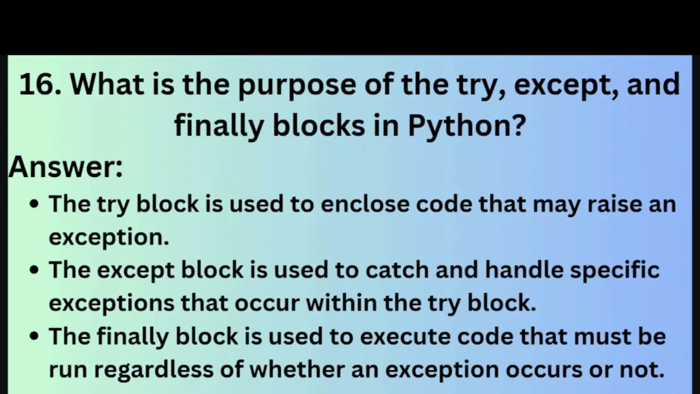What is the purpose of try, except, and finally blocks in Python? The try block is used to enclose code that may raise an exception. The except block is used to catch and handle specific exceptions that occur within the try block. The finally block is used to execute code that must be run regardless of whether an exception occurs or not.